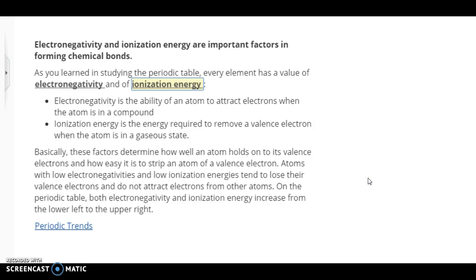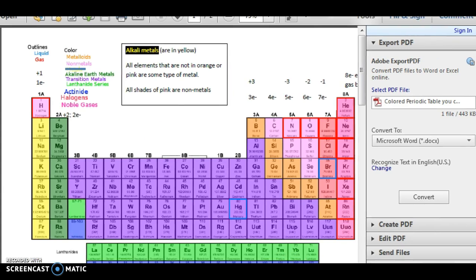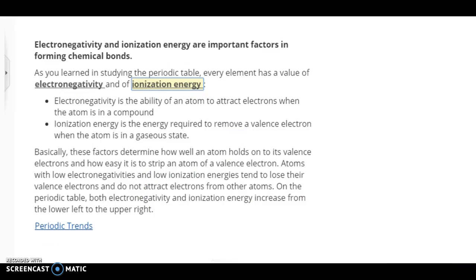Basically, these factors determine how well an atom holds on to its valence electrons and how easy it is to strip an atom of a valence electron. Atoms with low electronegativities and low ionization energies tend to lose their valence electrons and do not attract electrons from other atoms. So on the periodic table, which ones are they talking about? They're talking about the metals here, right? They don't want to gain electrons, they want to lose them to get their full outer shell and be stable.